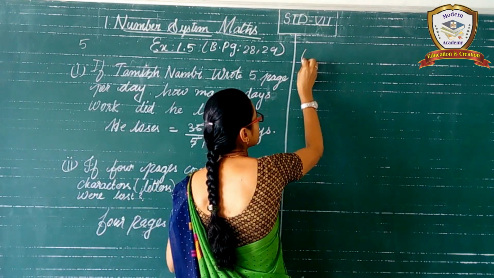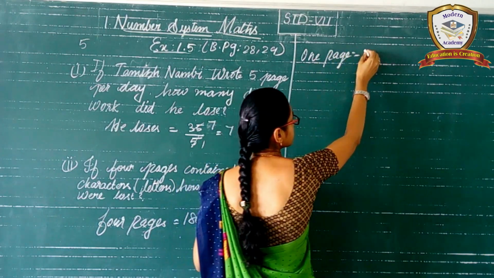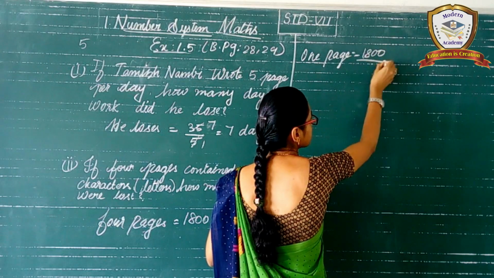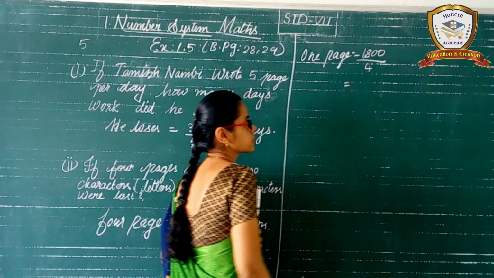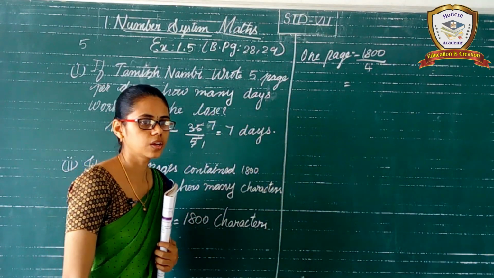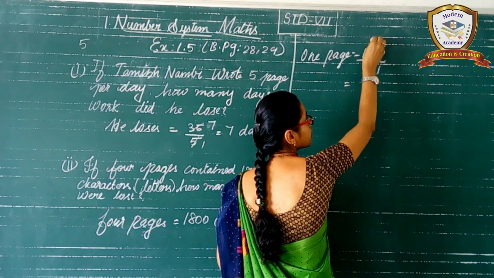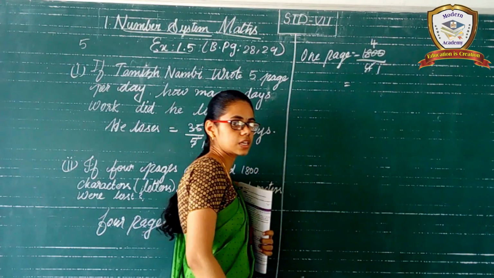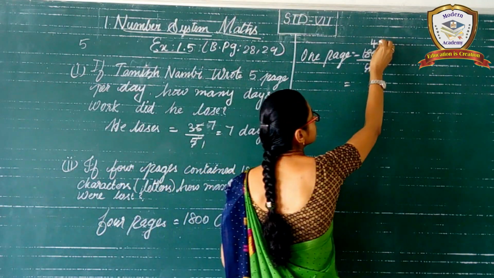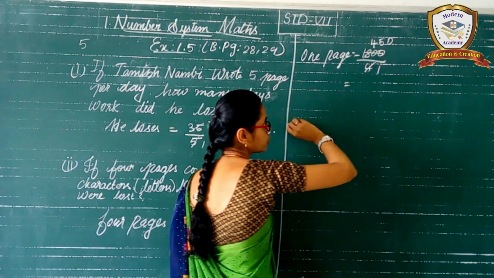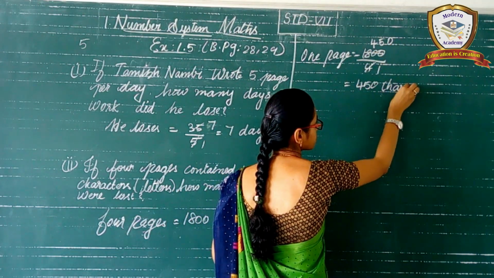For 1 page, total characters, how much? 1800 divided by 4. Which means we have to divide. Okay. So we have to cancel here 1 time. Here 4 4s are 16. Remaining 2. So 20. So 5 4s are 20. So 10 we have to add. So totally 450 characters.